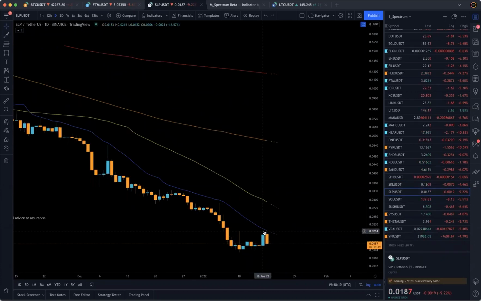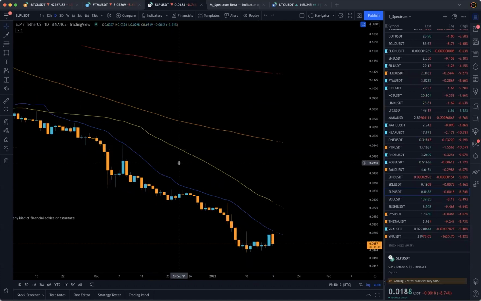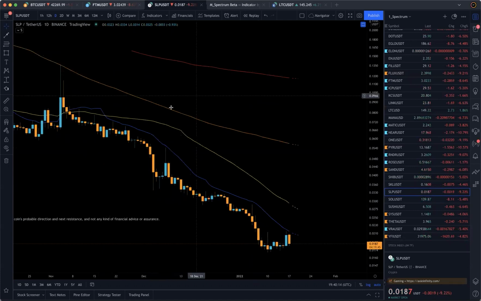SLP was rejected by the, oh my goodness, look at that. Of course it's in bear, but look at this, rejection, another rejection. Wow. So this is the point I was making for SKL. So SKL is somewhere here if you want to compare. When the price is too much further from the blue, it tends to come closer.